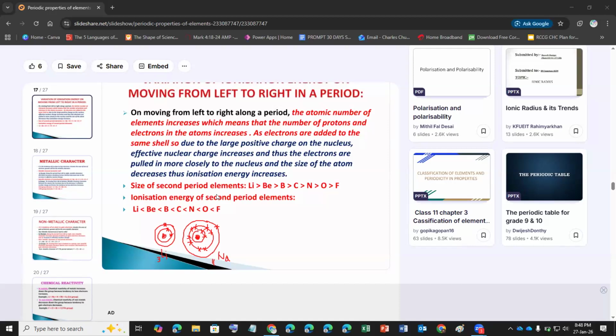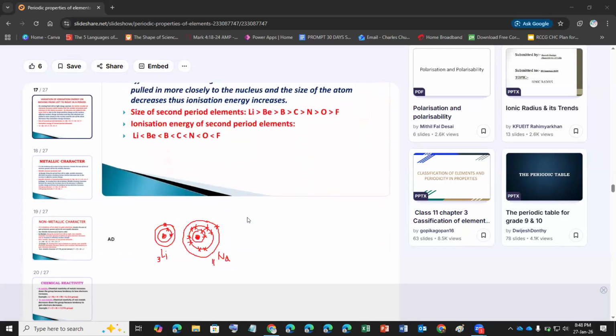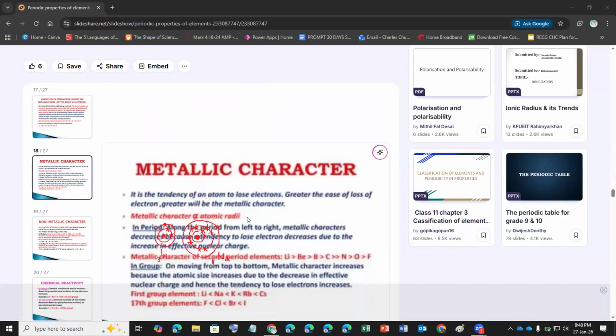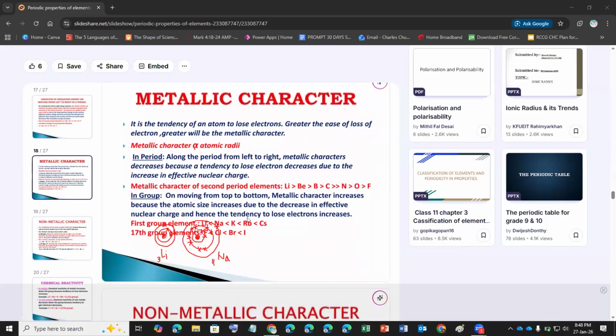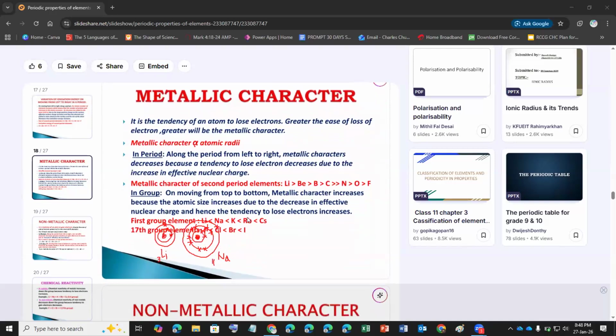Reduces. And so since atomic size reduces, ionization energy will increase. Remember, ionization energy is the energy required to do what? Remove the outermost electron in an atom. So you can see the flip of that is also true.